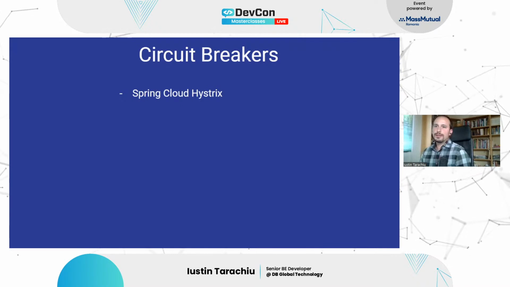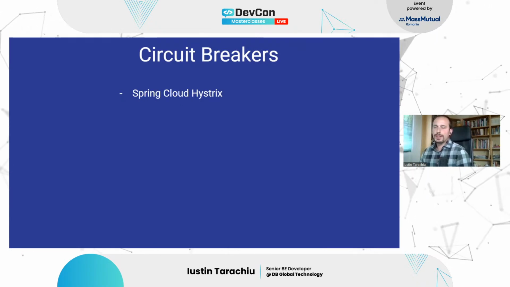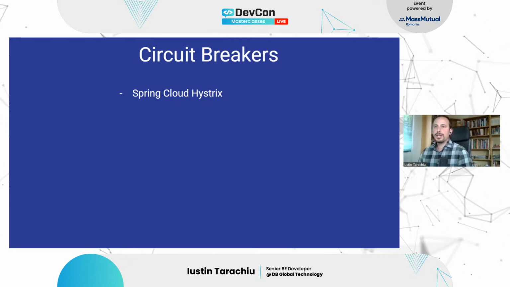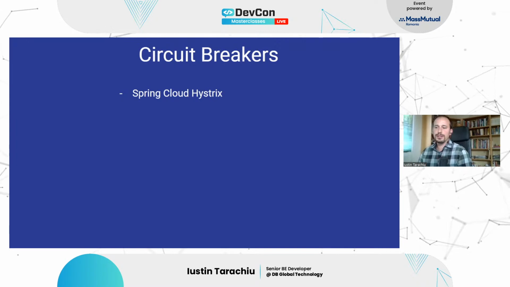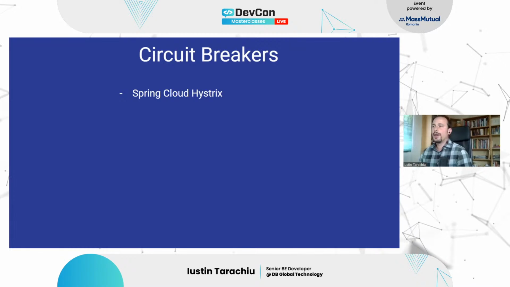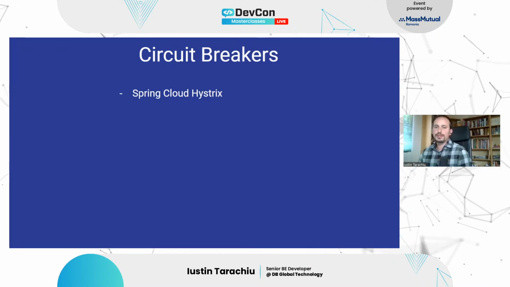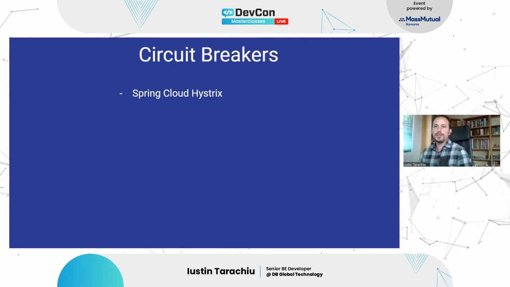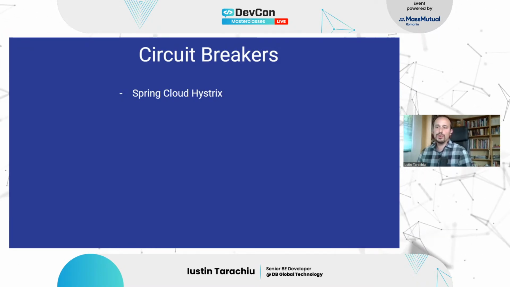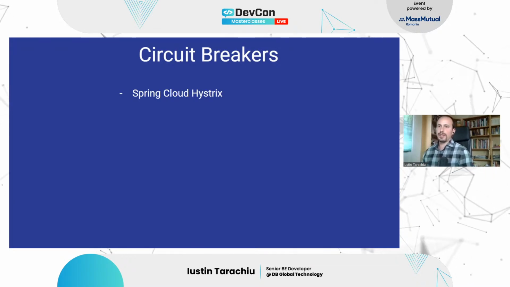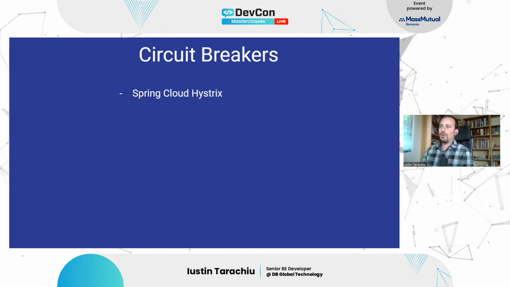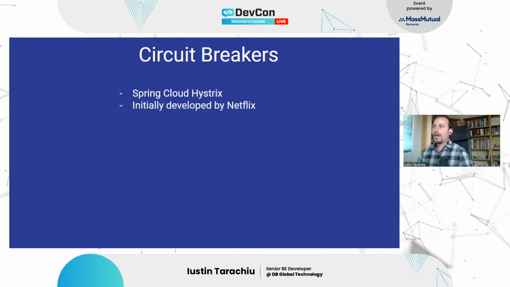Spring Cloud has a module that is called Hystrix, and Hystrix does exactly that. It checks to see if a dependent microservice is up and running. And if it is, then it just lets everything flow normally. And if it isn't, then it will try to implement a fallback mechanism. And this fallback mechanism is the responsibility of the developer.